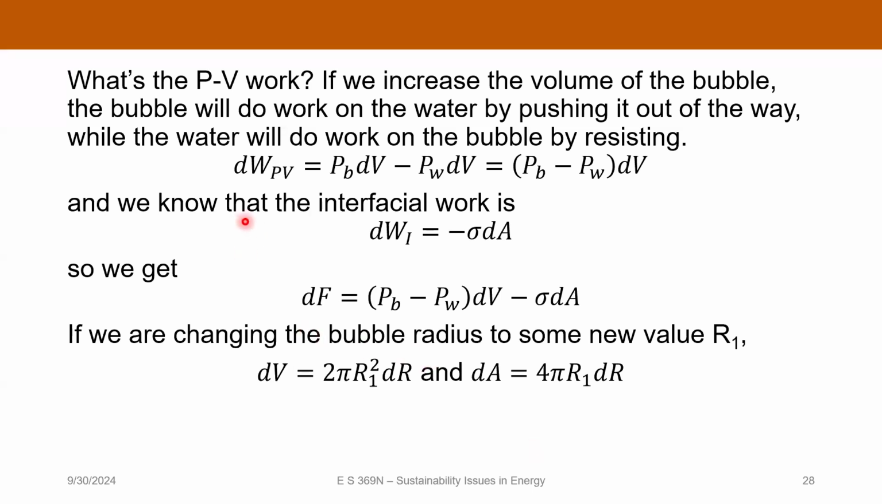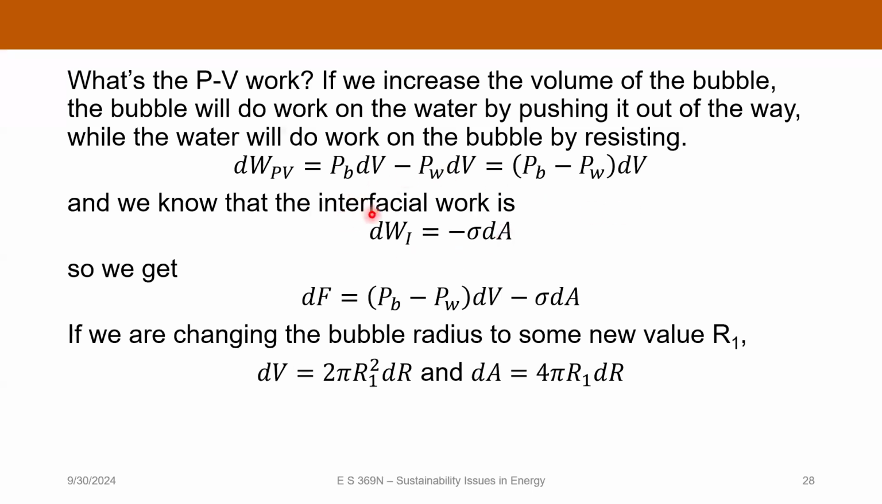And that incremental work, if we think about the change in the volume of the bubble, so that's the dV that we're looking at here. So the work is being done by the bubble, so the pressure in the bubble is positive. And then we're doing work on the water, so that water phase pressure is subtracted. And we can re-express this in this term here. So that's just the two components of the PV work that we have to think about.